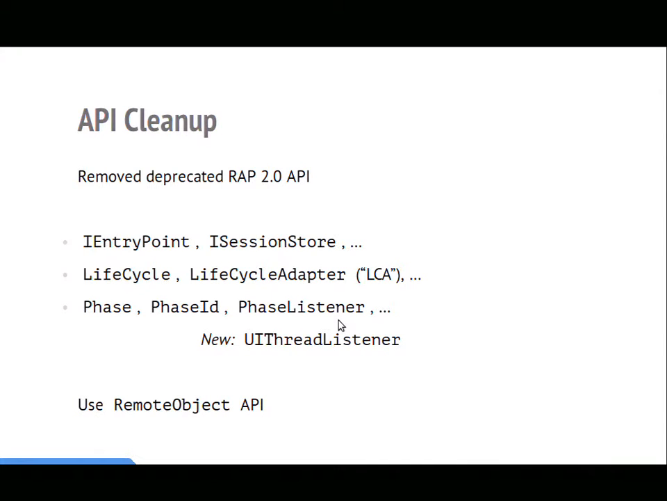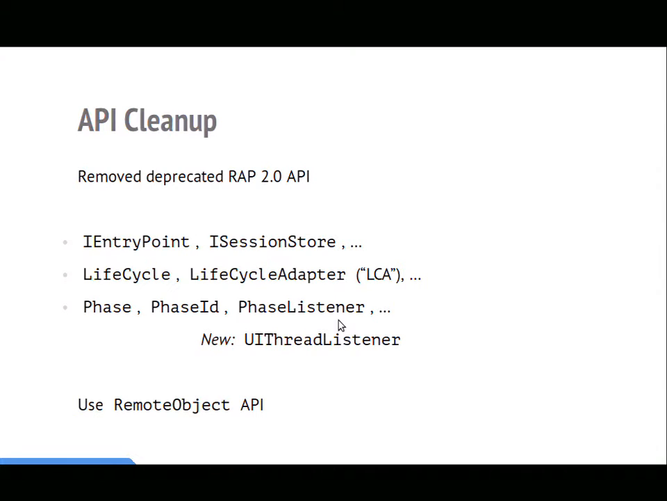One thing to mention is that all these APIs, maybe with one exception, which is the phase listener, are only necessary if you develop custom widgets for RAP. And for custom widgets, you can use this remote object API that exists since RAP 2 as well. And now you really have to use it because the old APIs don't exist anymore.